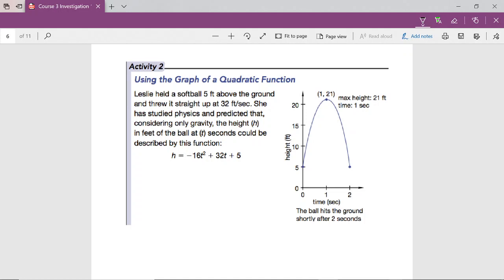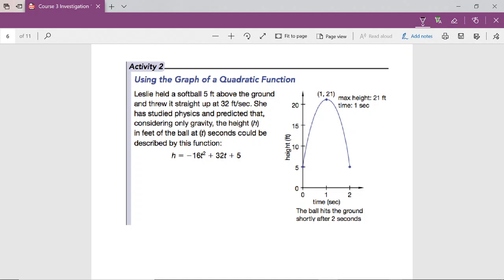It says Leslie held a softball 5 feet above the ground, and she threw it straight up at 32 feet per second. She has studied physics and predicted that, considering only gravity, the height h in feet of the ball at t seconds could be described by this function. -16t² plus 32t plus 5 gives us the height. And you can kind of start to visualize what this looks like. She's throwing it up in the air, it goes up, up, up, and then comes back down.